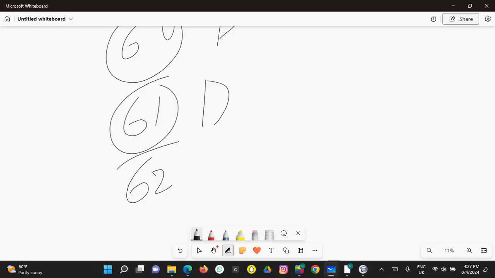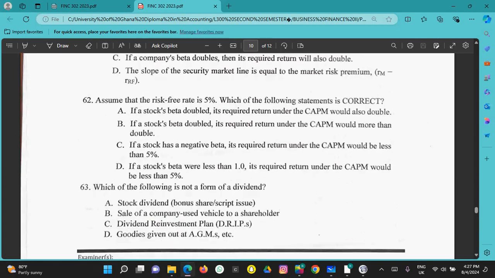62. Assume the risk-free rate is 5%. Which of the following is correct? The answer is C. If a stock has a negative beta, its required return under the CAPM will be less than 5%. Yeah, because if it has a negative beta, the other side will be negative, so subtracting from the risk-free rate will give less. So 62 is C.